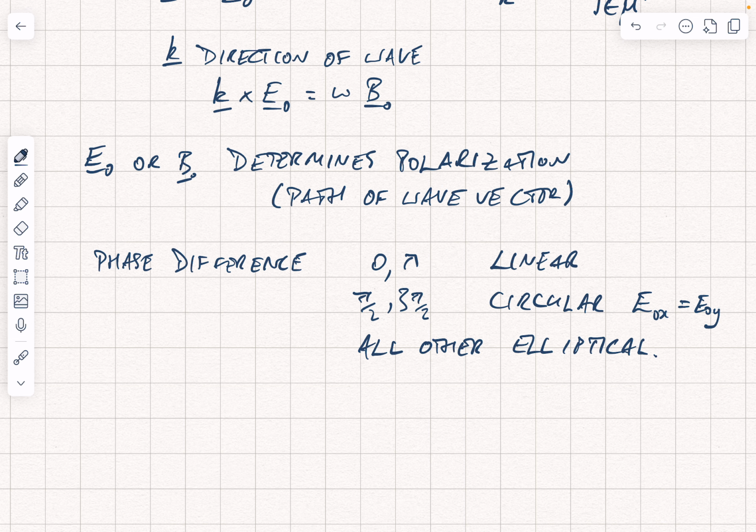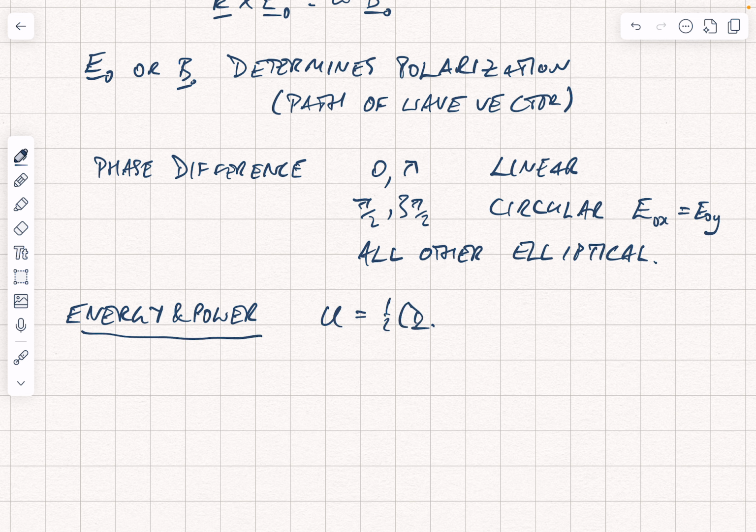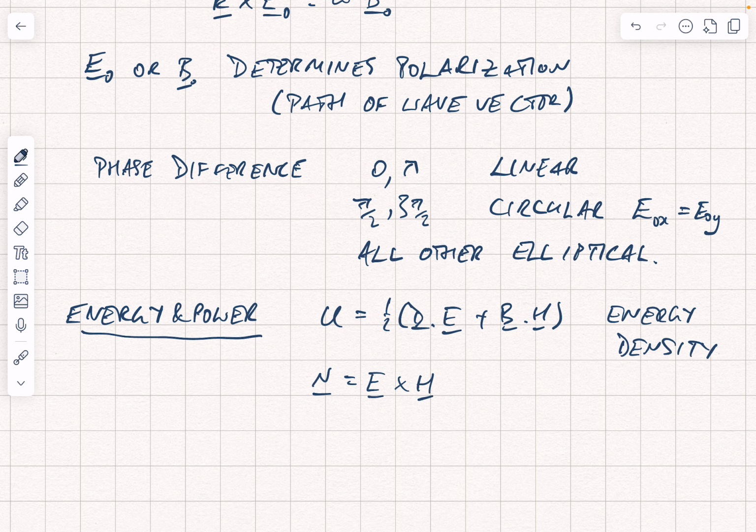So those are plane wave solutions. We can think about the energy and power carried by waves, or by fields rather. The energy density, u, is a half of D dot E plus B dot H. That's the energy density. So in order to calculate the total energy, you have to integrate over a volume. And the Poynting vector N is equal to E cross H.